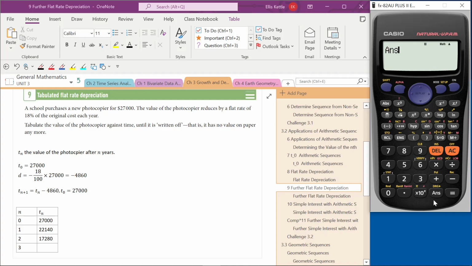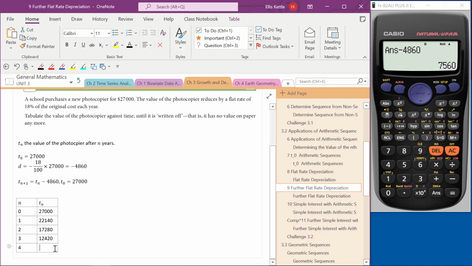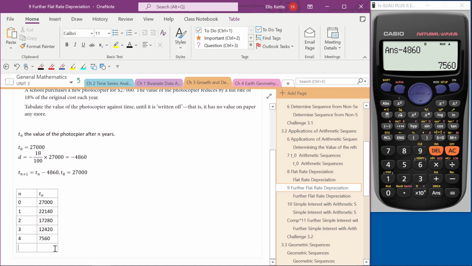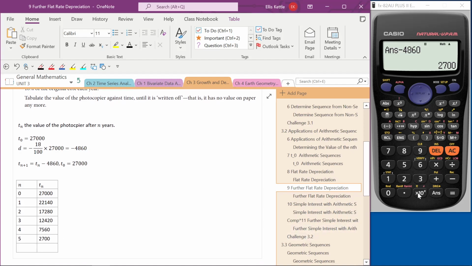So type in your starting number, answer minus 4,860, equals once, 22,140, equals twice, 17,280, and 12,420, equals again. And you can see that we can just go through and tabulate fairly quickly compared to having to type out each of these individually. So if you have to do a bunch of calculations like this, this is certainly the faster way of doing it. And we get our first negative number, so negative 2,160, until it is written off.